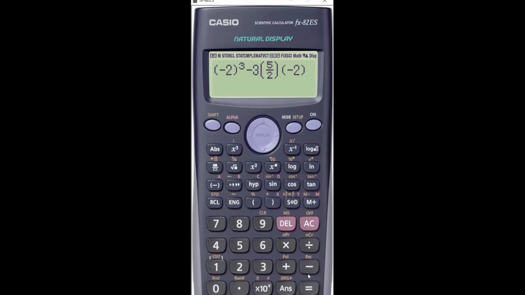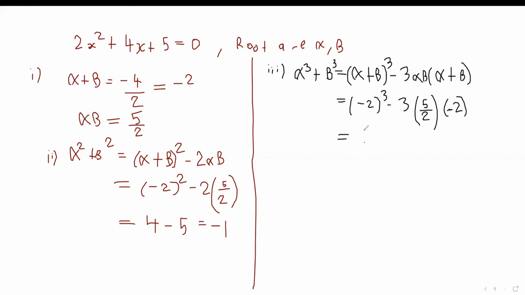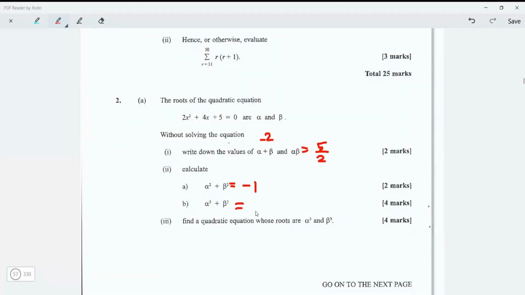It's sad that I have to use my calculator for this, but that's 7. So we can write that down now. So this equals 7. Now it says find a quadratic whose roots are alpha cube and beta cube.